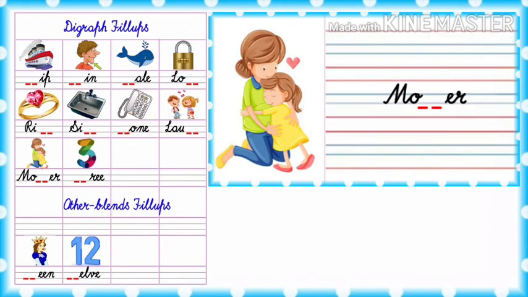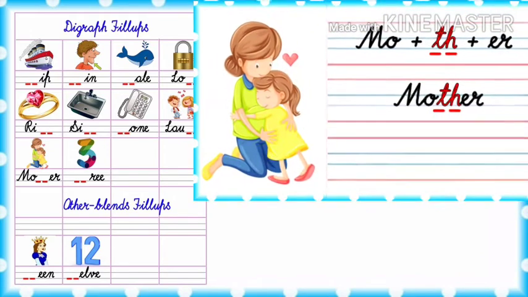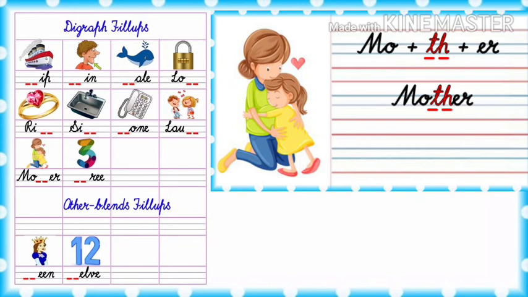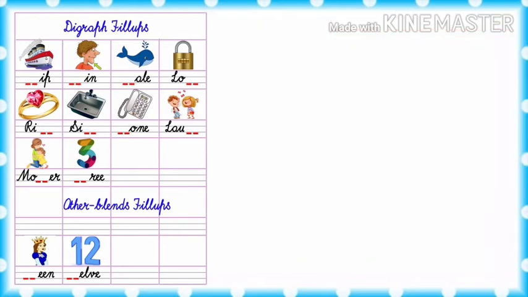Let's try the next word. What is written? Mo dash. It's a picture of a mother. Which sound is missing? Digraph TH, the sound is missing. So fill the correct digraph TH and make the word complete. Mother. The is the hard sound of digraph TH.